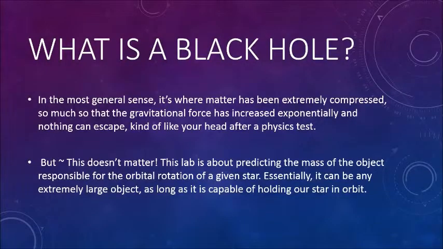What is a black hole? In the most general sense, it is an object of highly compact matter that has a gravitational field so strong that not even light can escape. But for this lab, properties of a black hole other than the mass and the gravitational force are irrelevant. Our star could essentially orbit any large object of the same mass and have the same movement. This topic will be explored further in the what-if discussion.